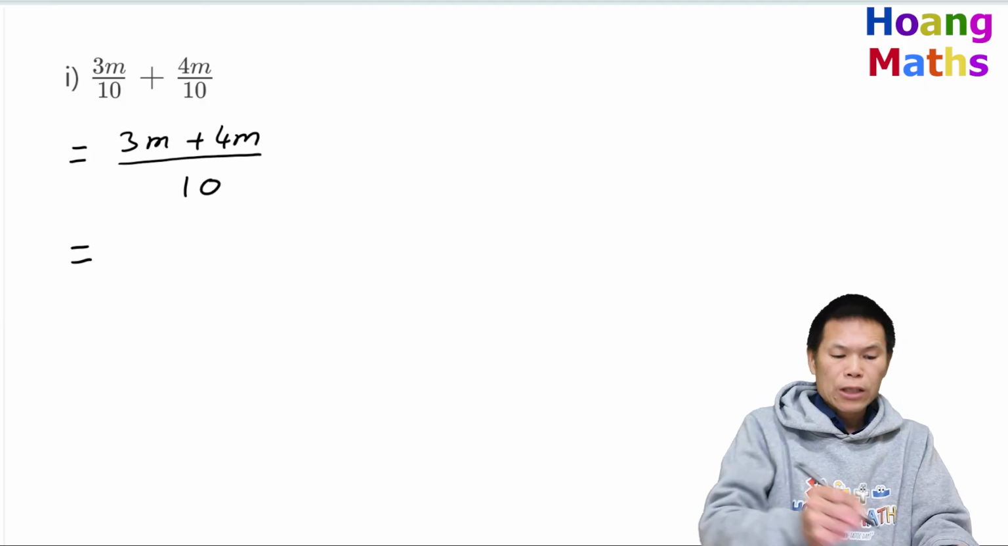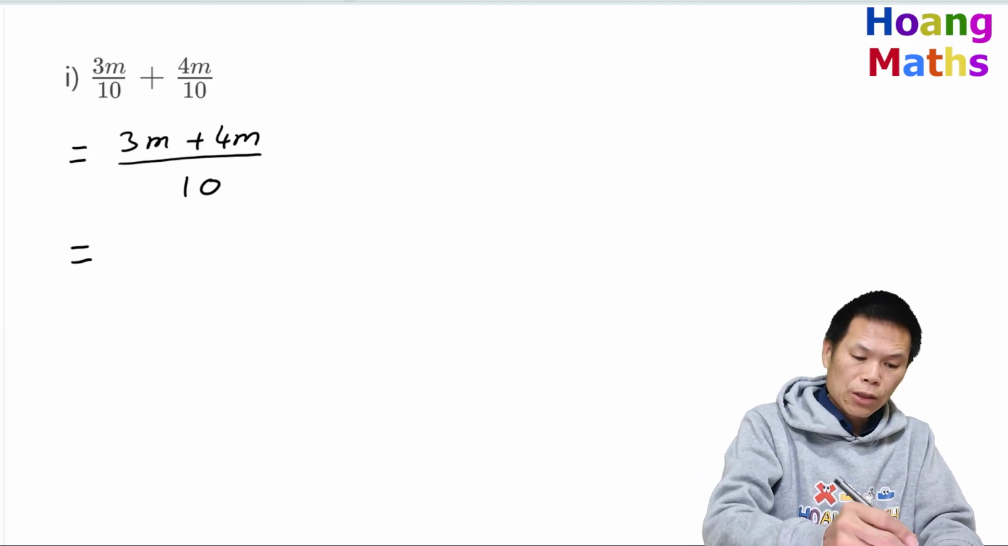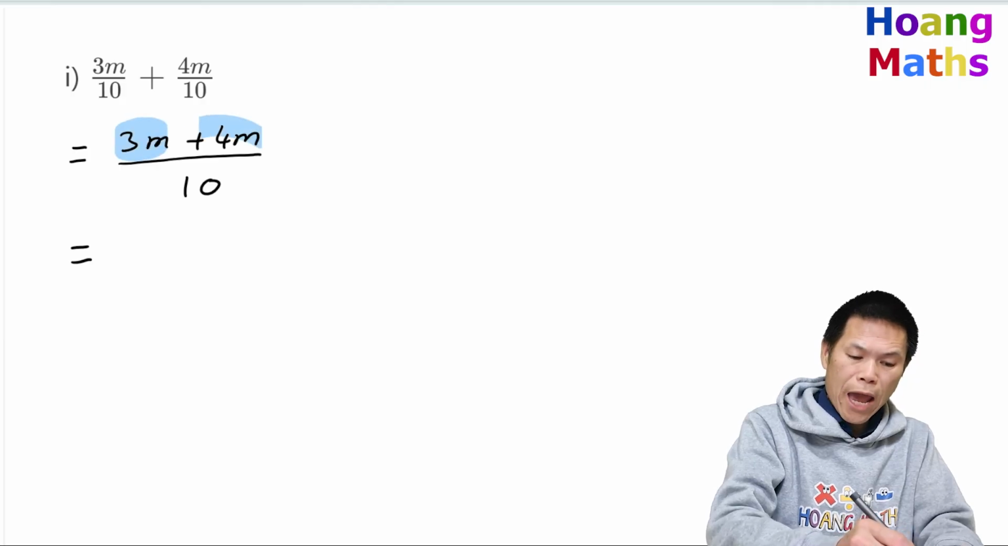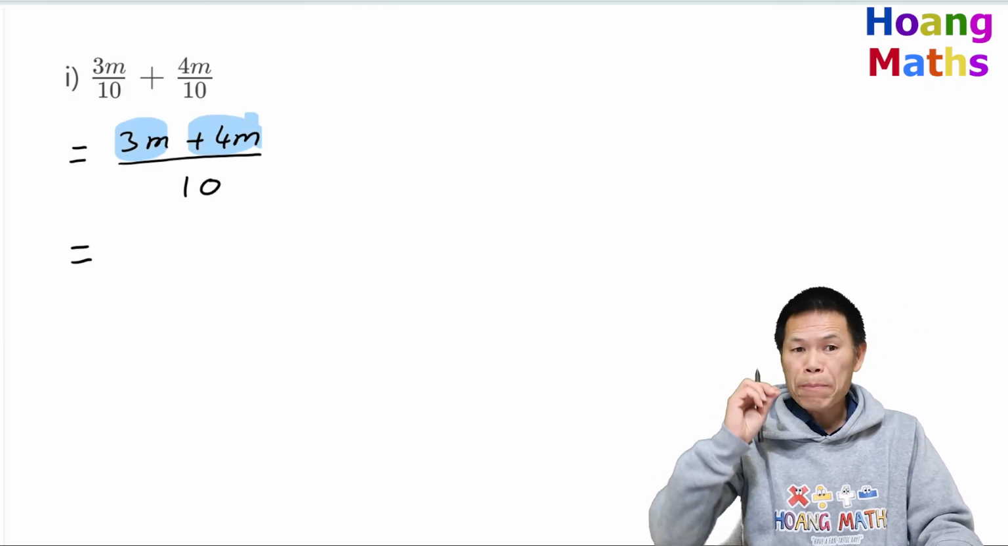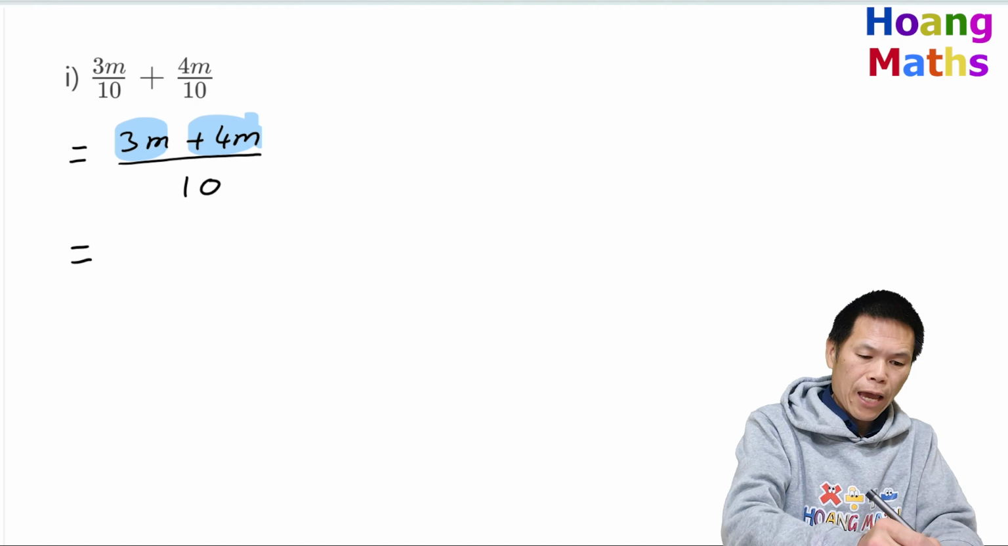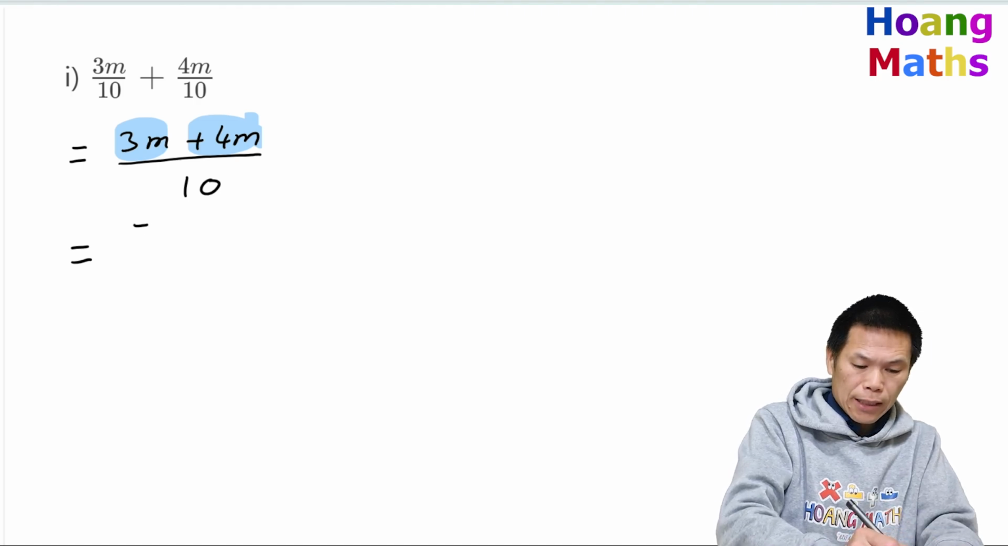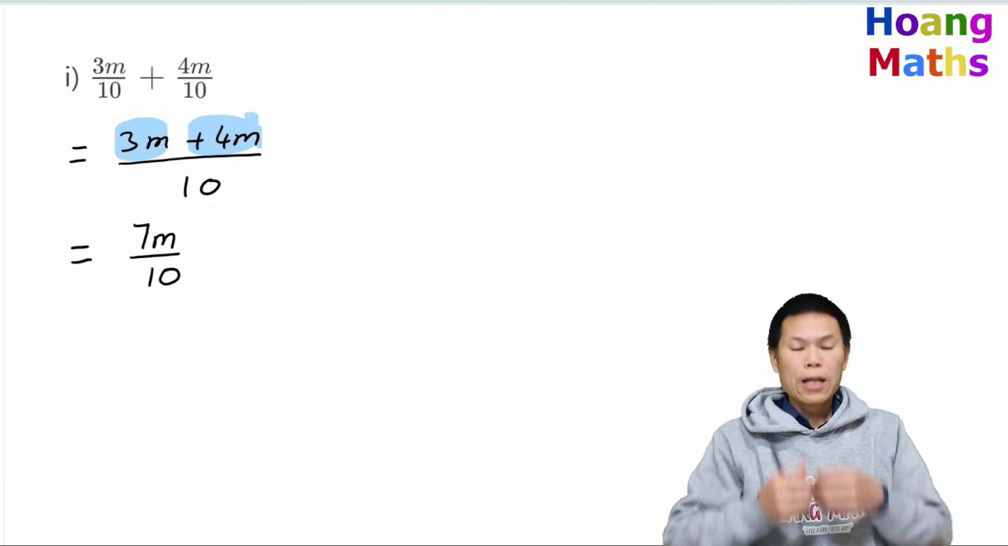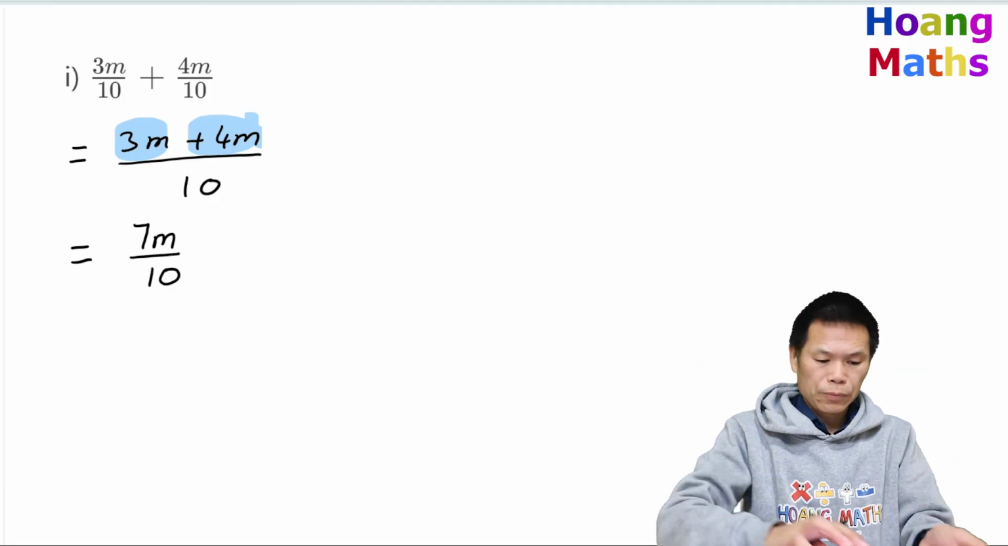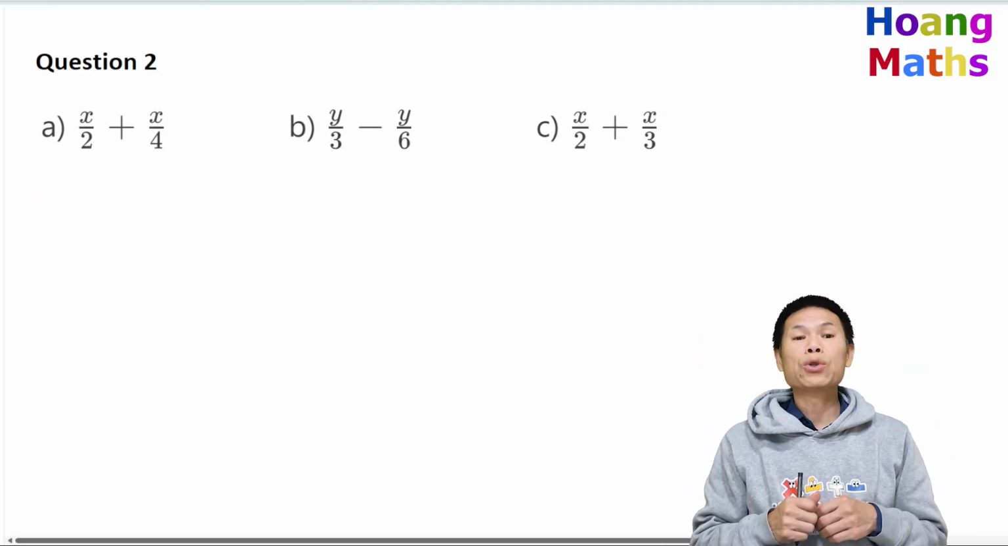So we just collect like terms. We have 3m, we add another 4m. So 3m plus 4m is 7m. So the answer is 7m over 10. There you go. Now, question number 2.